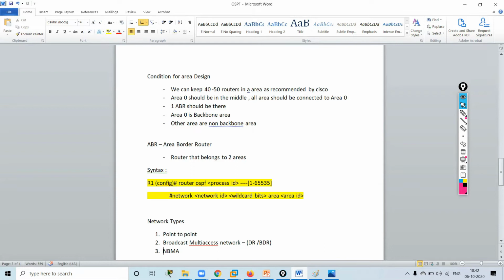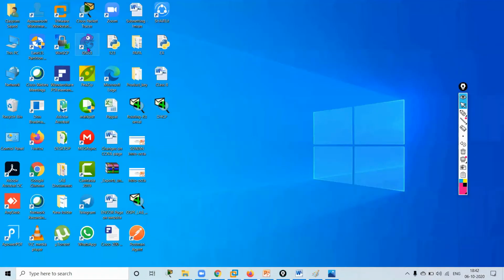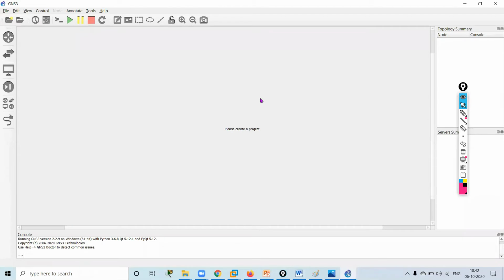Got it? And the area border routers do the route summarization. Is that correct? Do the area border routers do the route summarization? Sorry, come again. The area border routers, yes, they do the route summarization for the area, correct? Yeah. Okay.